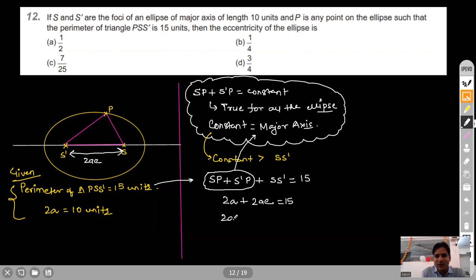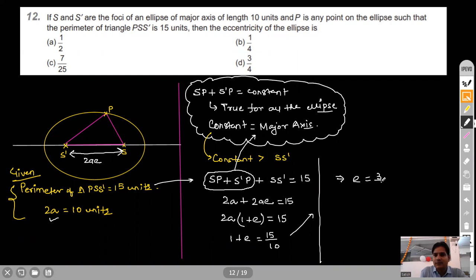Now we can take 2a common, and we will be left with 1 plus e, and that will be equal to 15. So now we know the value of 2a also. From here, 1 plus e will be equal to 15 upon 2a, that is 10. So we get e equals 3 by 2 minus 1, that is 1.5 minus 1, that is 0.5. That is, e equals 1 by 2.